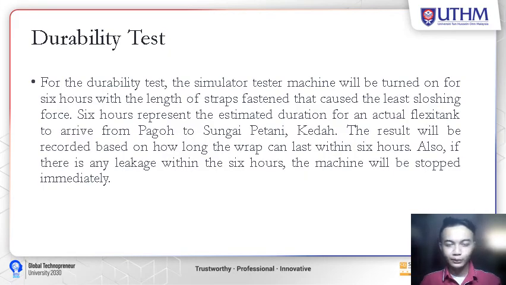So for the durability test, the simulator tester machine will be turned on for 6 hours with the length of straps fastened that causes the least sloshing force. 6 hours represent the estimated duration for an actual FLEXITANK to arrive from Pagoh to Sungai Petani, Kedah. The result will be recorded based on how long the wrap can last within 6 hours. Also, if there is any leakage within 6 hours, the machine will be stopped immediately.